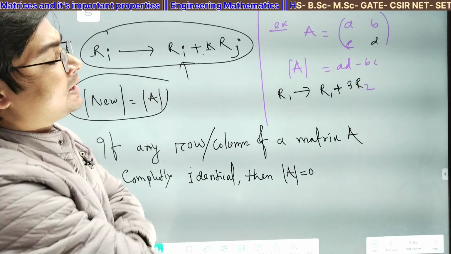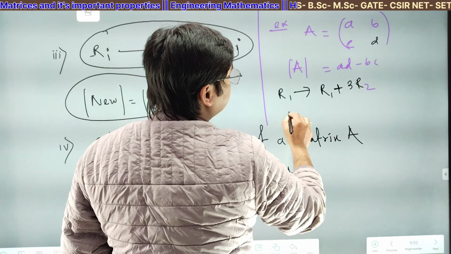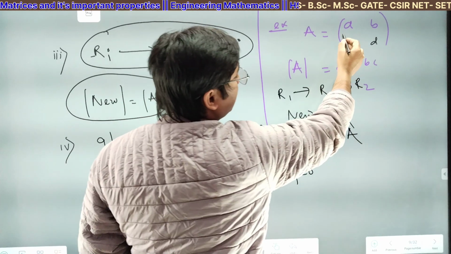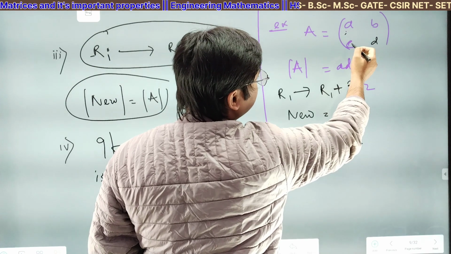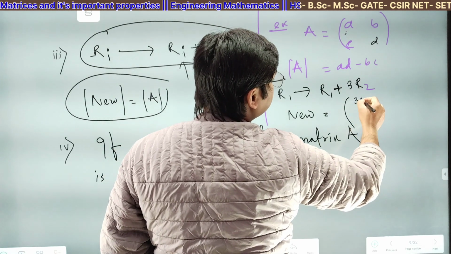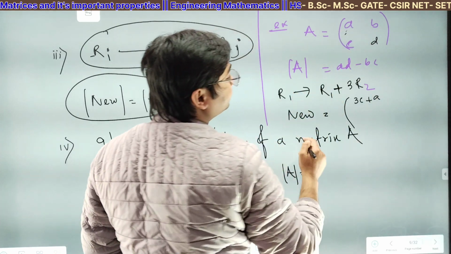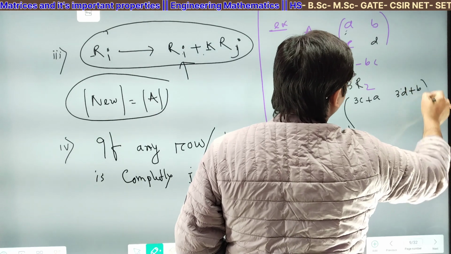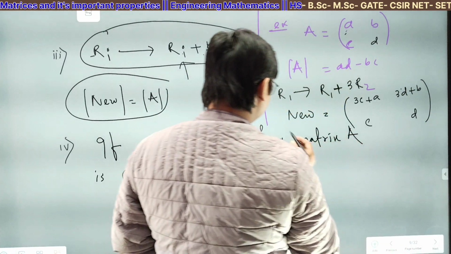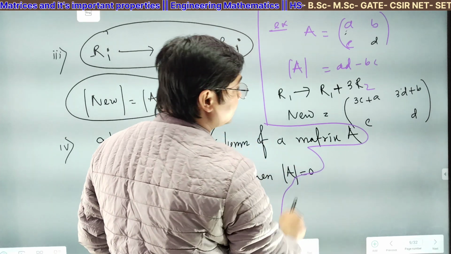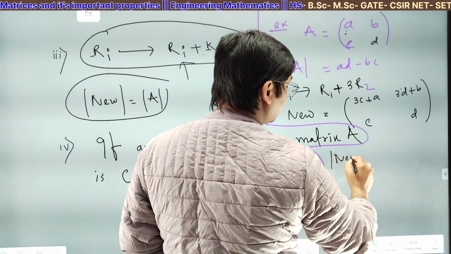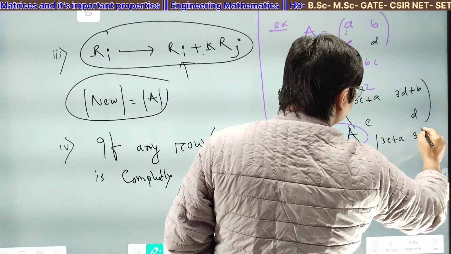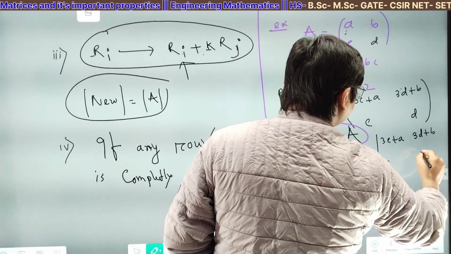Then what happened? If I apply this property, what will be the new matrix? The new matrix will be R1 plus 3 into R2, that means 3c plus a here, and here 3d plus b. Yes, and the c and d will be the remaining. So now you find the determinant of this new matrix. What will be the determinant of this new one? This will be 3c plus a, 3d plus b, c and d.